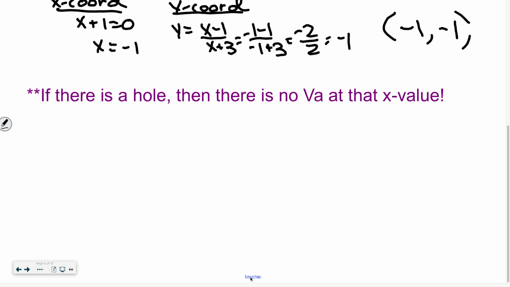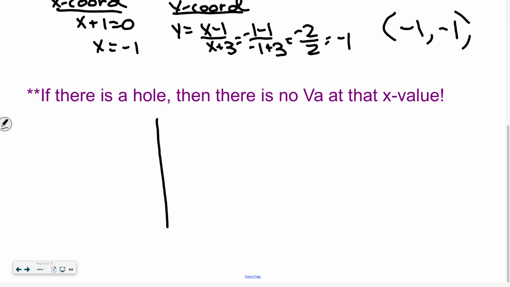Now, I have a little statement here that follows. If there is a hole, note that the hole takes over the graph. Like there's not going to be a vertical asymptote there. There's not going to be an x-intercept there. There can be nothing else where the hole is. The hole is just that open point. Okay, so the hole takes over. That's why you do it first.